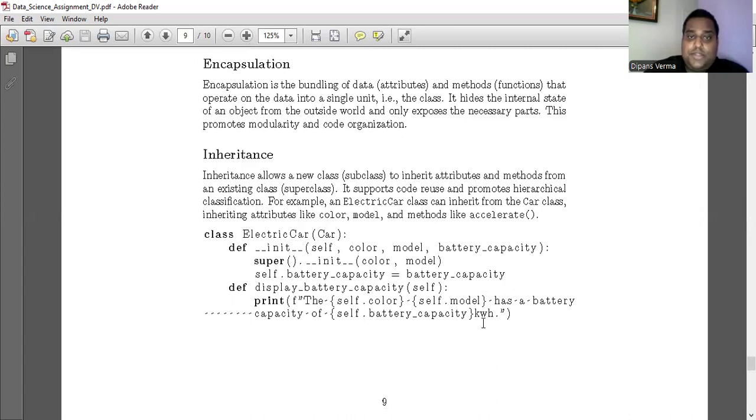So this is the subclass basically, and the existing class is called the superclass, right? I think everybody is getting my point, right? So the car class is the superclass, and the new class that you are defining is the subclass.